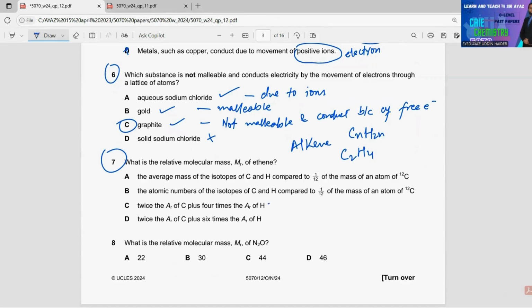So this must be the right statement: twice the Ar of C plus 4 times the Ar of H. C must be the right answer in this case. Other choices are incorrect.